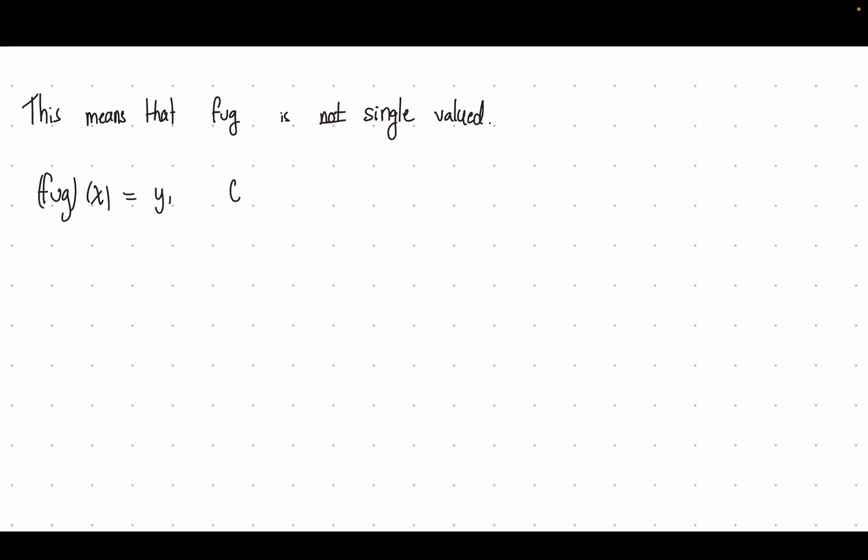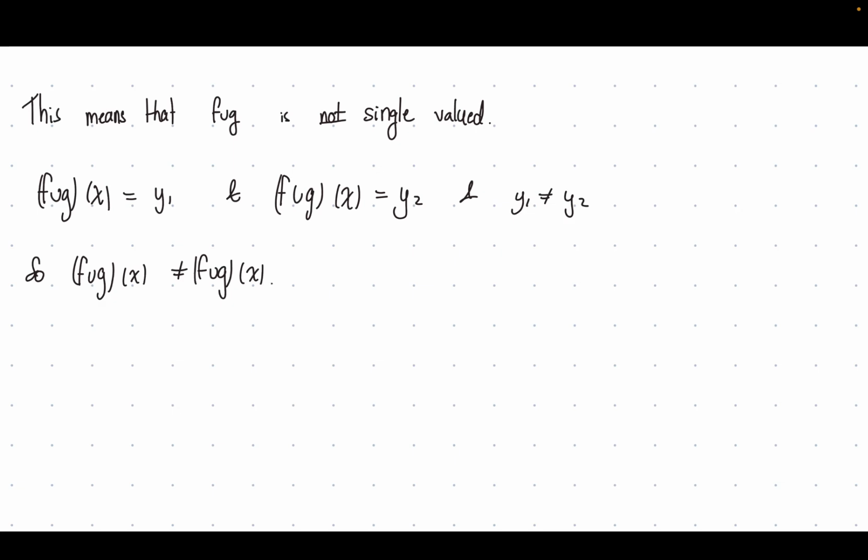Now, if you've been following along, this means that f union g is not single valued. Essentially, f union g of x is equal to y1, and f union g of x is equal to y2, and y1 is not equal to y2. So f union g of x is not equal to f union g of x, which is a silly thing to say. So f union g cannot be a function.